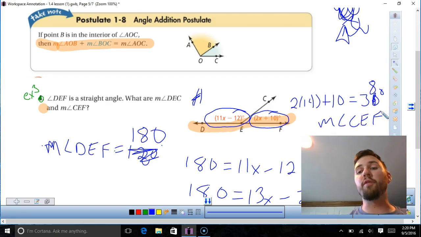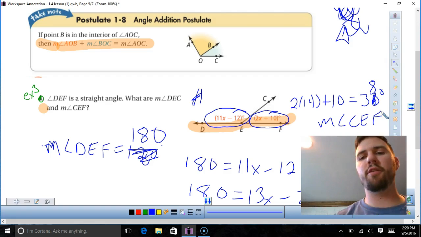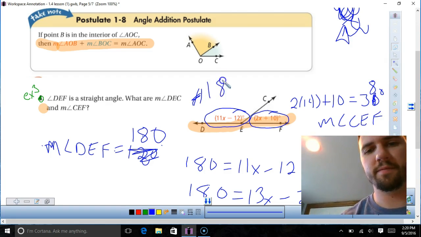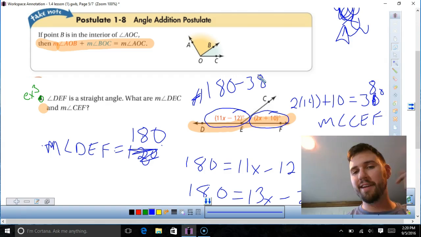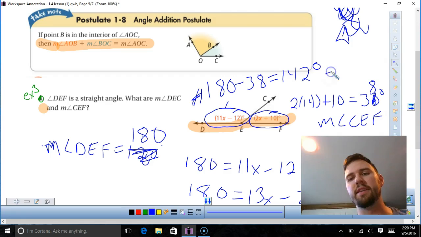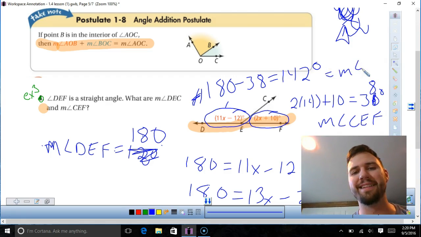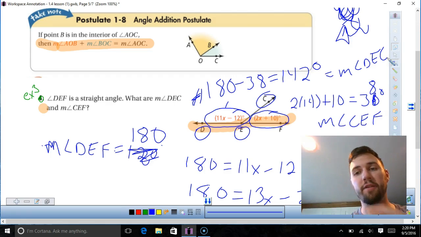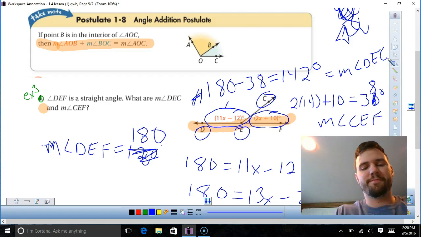So now if I want to find the other angle, I could plug in 14, or I could just do 180 minus 38, because they both add to 180, right? And 180 minus 38 is 142. So 142 degrees is the measure of angle DEC. There we go. We have our two angles, 142 and 38.